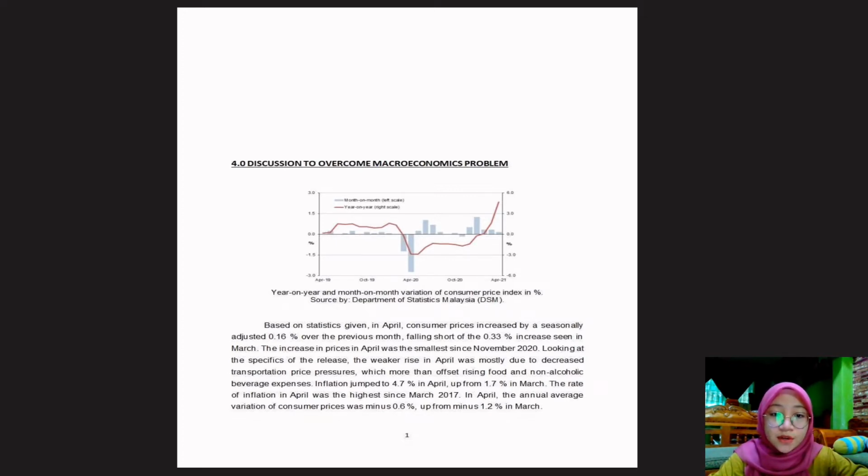Looking at the specifics of the release, the weaker rise in April was mostly due to decreased transportation price pressures, which more than offset rising food and non-alcoholic beverage expenses. Inflation jumped to 4.7% in April, up from 1.7% in March. The rate of inflation in April was the highest since March 2017. In April, the annual average variation of consumer prices was minus 0.6%, up from minus 1.2% in March.